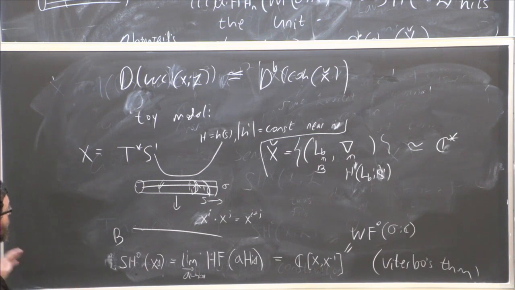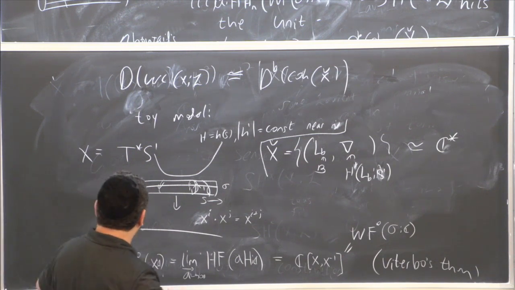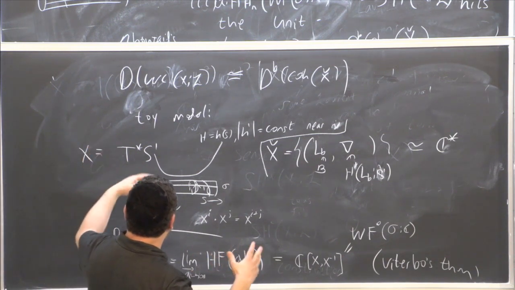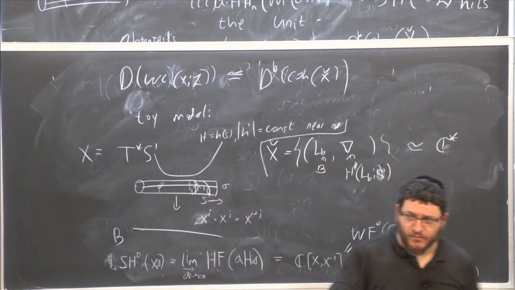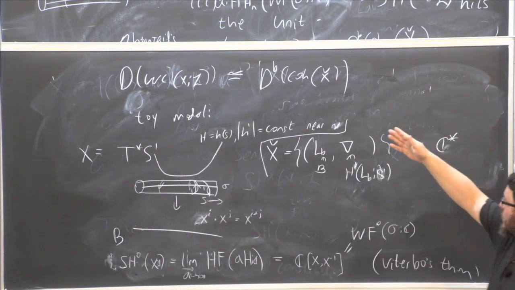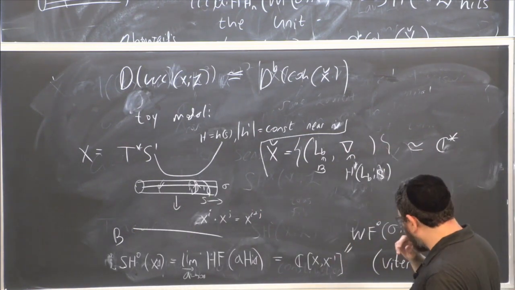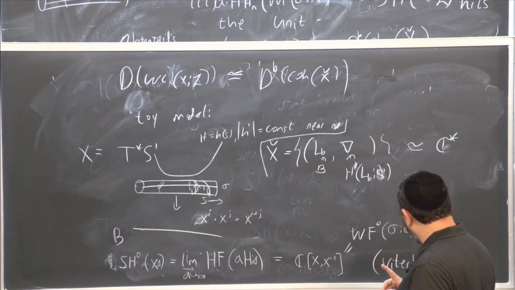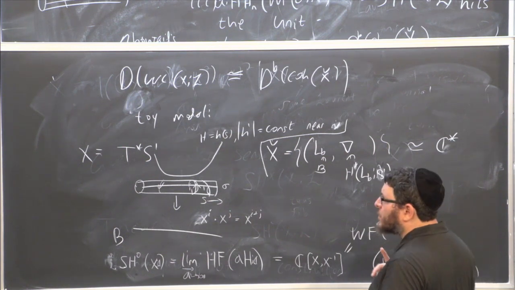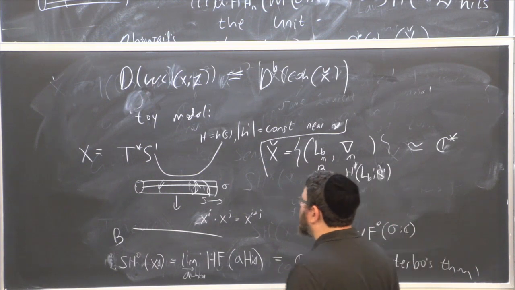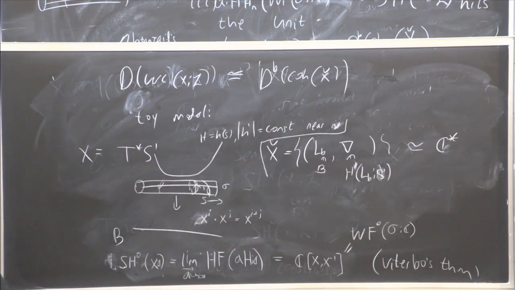So this is the toy model. I want to adapt this toy model to the more complicated picture which we have of the Lagrangian torus fibration with singularities. So I just want to say, let's see, I'm 15 minutes. Yeah, I think I'll have time to explain this point.